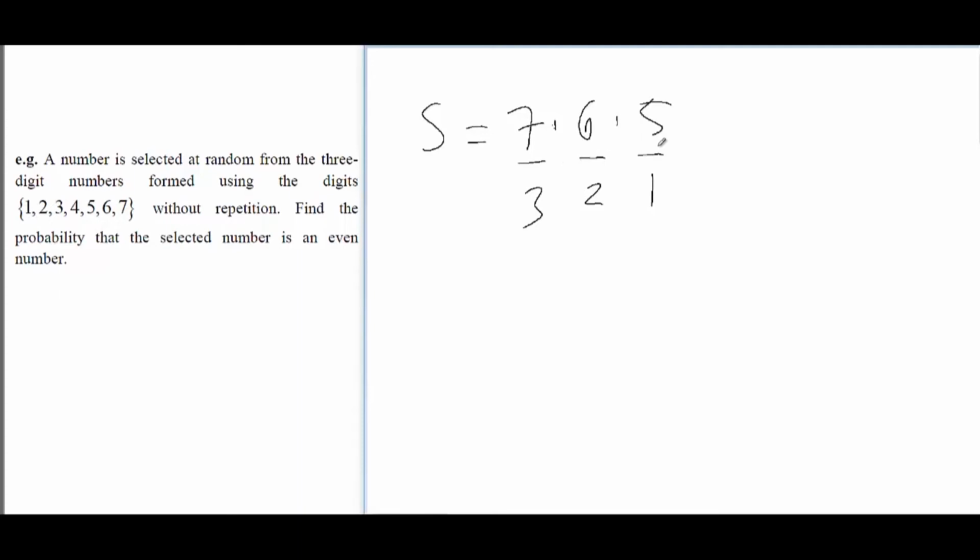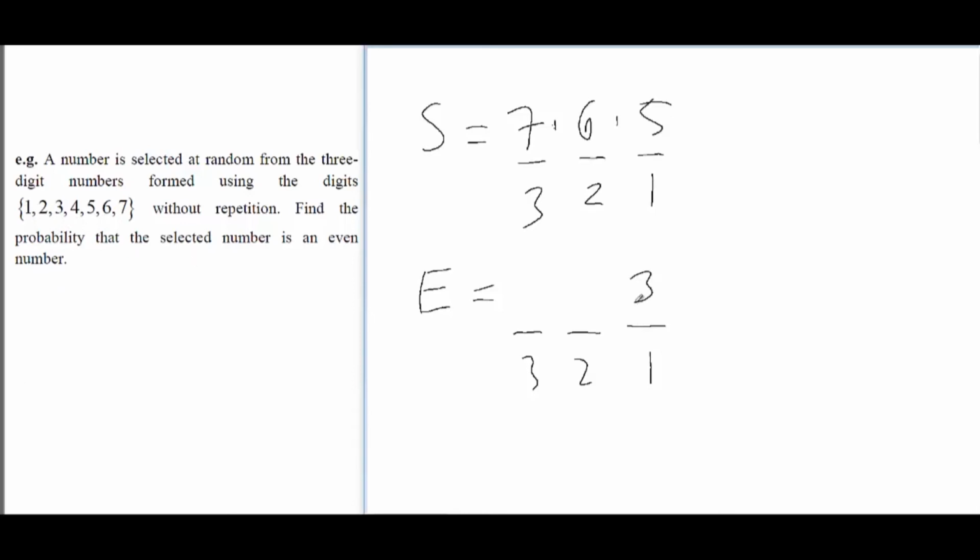But the question asks us the probability of an even number. So let's find the total number of 3-digit even numbers which can be formed from these 7 digits. Even numbers are numbers whose units digit must be an even number. As you see here, how many even digits do we have? 2, 4, 6. So we have 3 choices for the units digit.